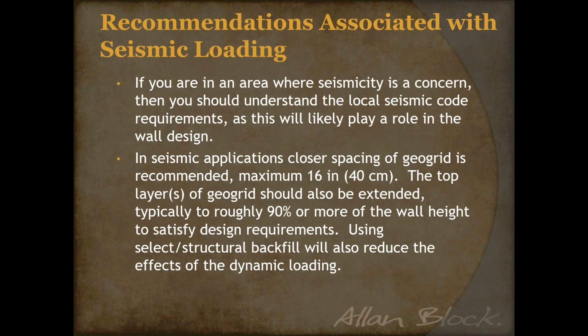The top layers of geogrid should also be extended in this scenario. In this scenario, as well as some others, if you use AB Walls to design your walls, it will automatically do that for you. The length would typically be 90% or more of the wall height for those top geogrid layers to satisfy the safety factor requirements. Also, what's going to help you a lot in a seismic wall like this is to use a select or structural backfill for the infill mass, like I mentioned before, or the reinforced mass, which will reduce the effects of the dynamic loading.